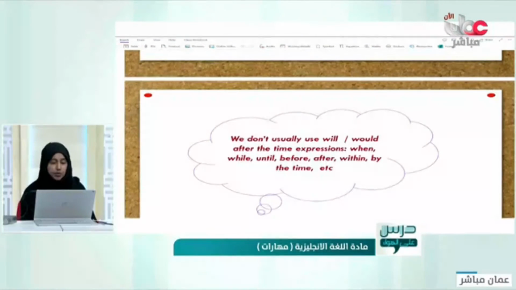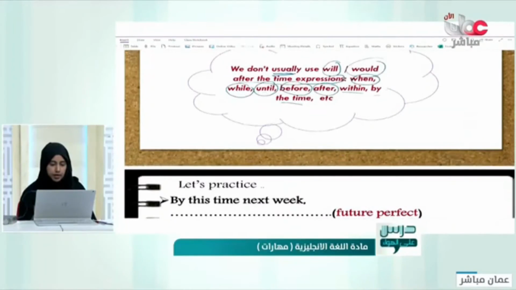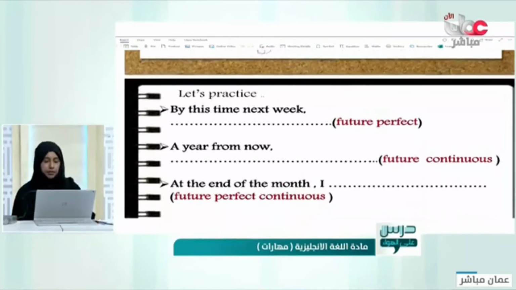Okay, look at this note here. Remember, we don't usually use will or would after time expressions like what? When, while, until, before, after, within, by the time. This is just a note for you. This is very important.